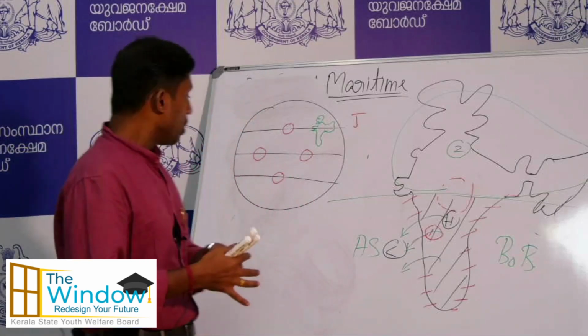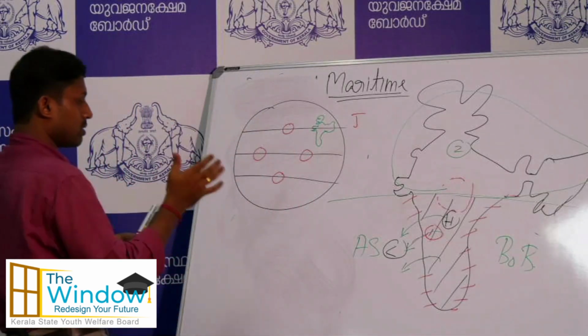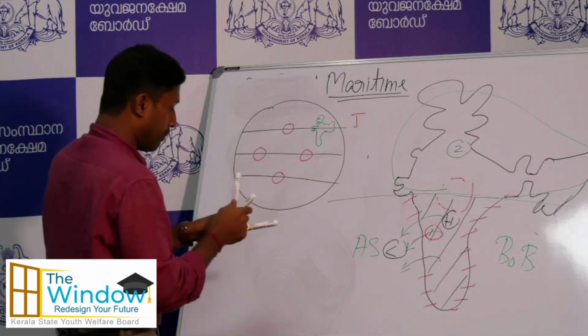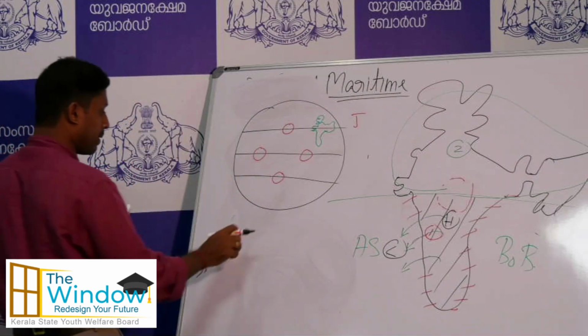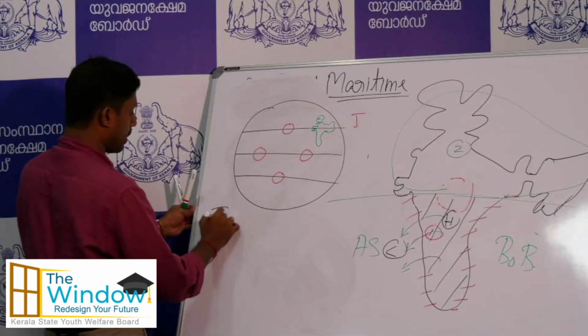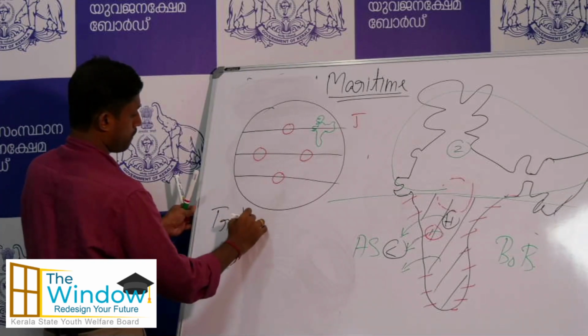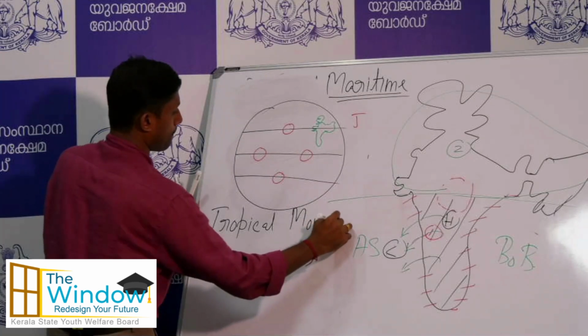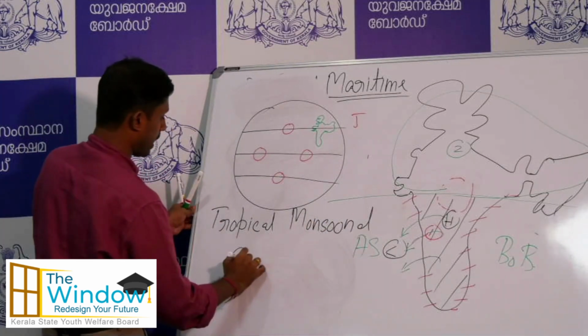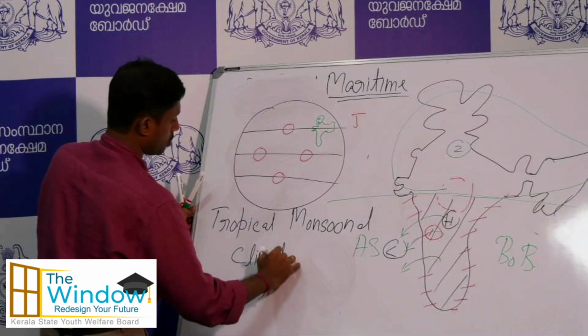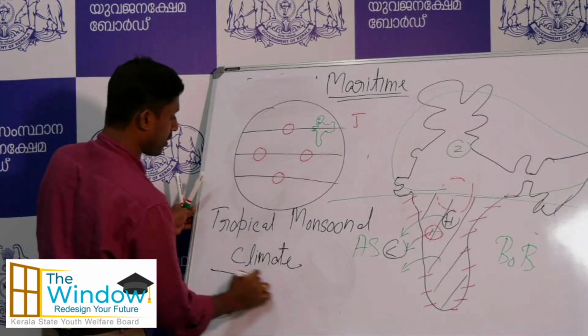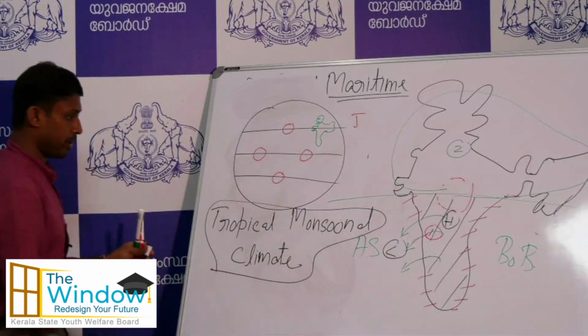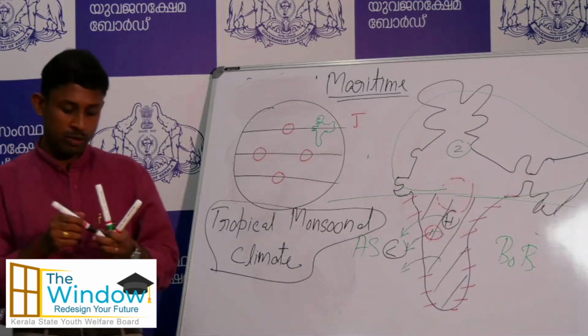If I want to explain what we call the Indian climate, the simple term is that the Indian climate is known as tropical monsoonal climate. So this is the Indian climate. The Indian climate is referred to as tropical monsoonal climate. Why is this referred to as tropical monsoonal climate?